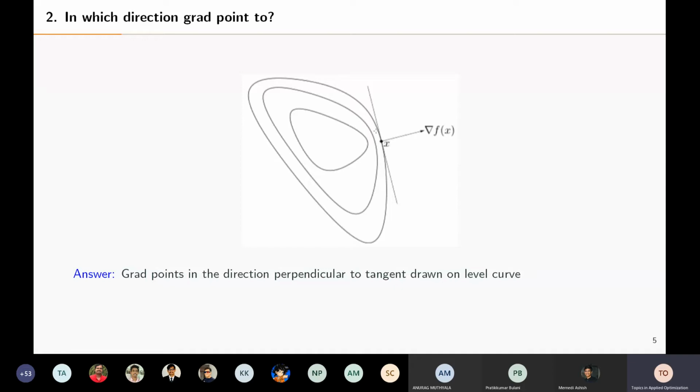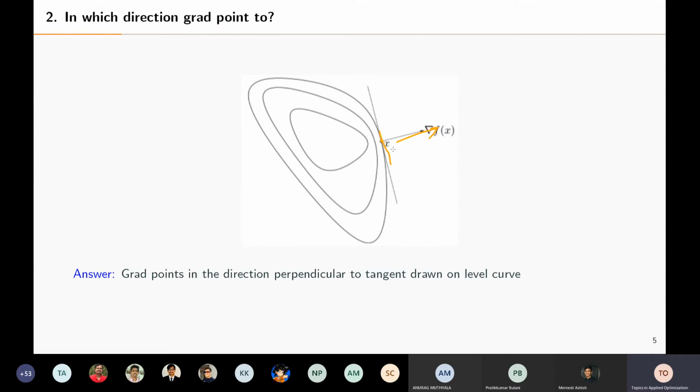Okay, so the fact is, if you draw these level curves and if you are at point x, let us say, and if you draw the tangent to the curve, the level curve at that point x, then the gradient is always perpendicular to the tangent on the level curve. Okay, so remember, we are building tools to analyze a function using level curves. So one of the things that we want to understand is how gradients are related to the level curves.